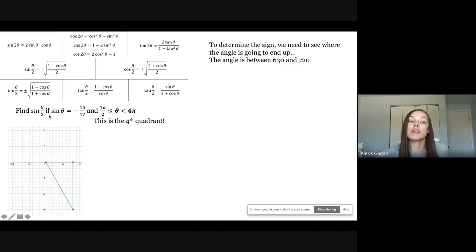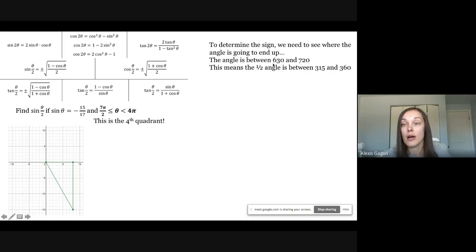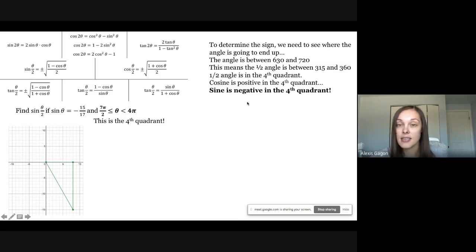But we're trying to find our half angle. So I'm just going to take half of that. Half of 630 is 315, and half of 720 is 360. So that means our half angle is going to be between 315 and 360, which means the half angle is in the fourth quadrant. Since we're finding sine, cosine is positive in the fourth quadrant, which makes sine negative in the fourth quadrant. So when we do this plus or minus here, we're going to use the negative. Questions on that?